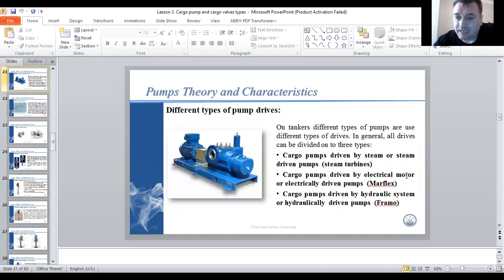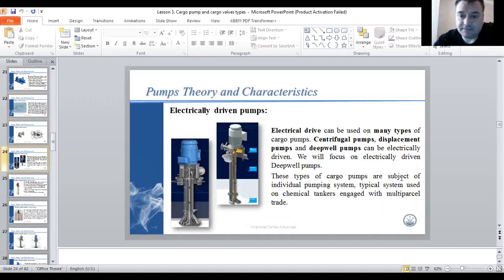Cargo pump driven by electrical motor is called Marflex. It's very useful, very nice, very reliable, but very expensive. So you can see here the electrical motor, which is located on deck. And where there is electricity, there is the risk of explosion, risk of ignition. So that's why it needs to be protected.